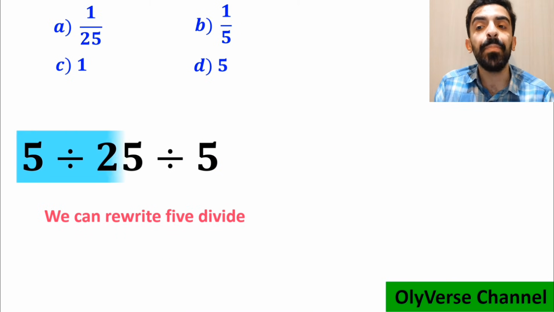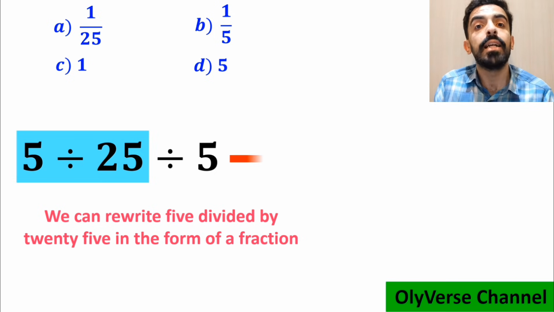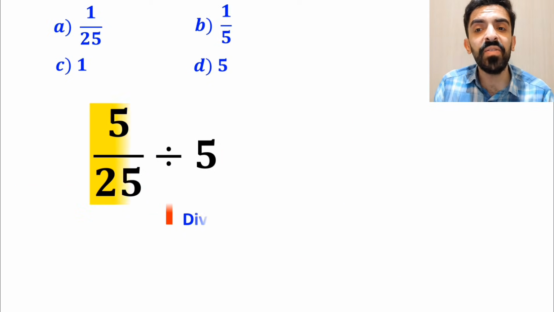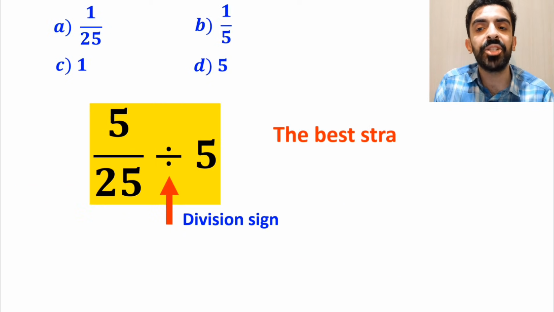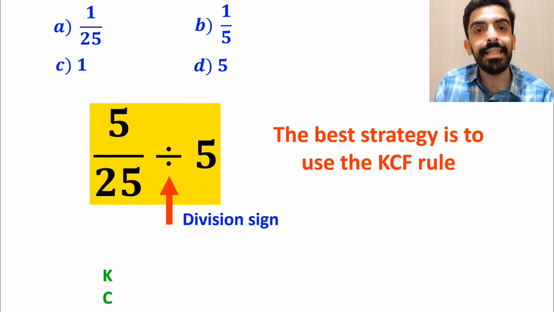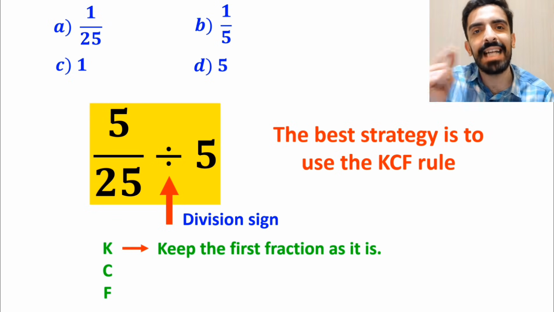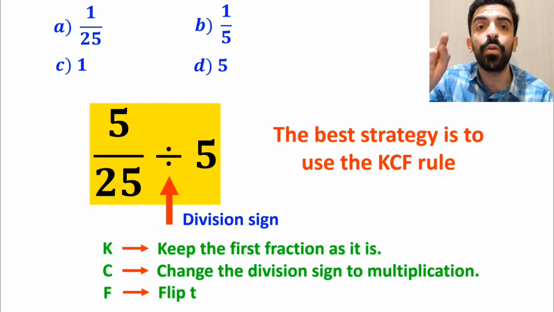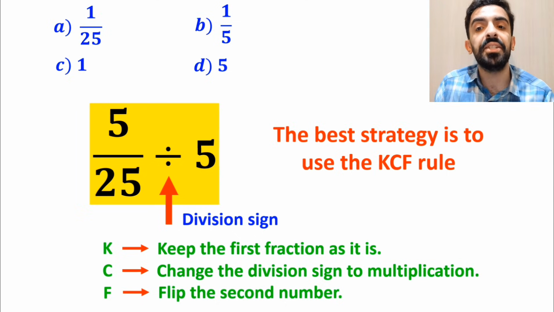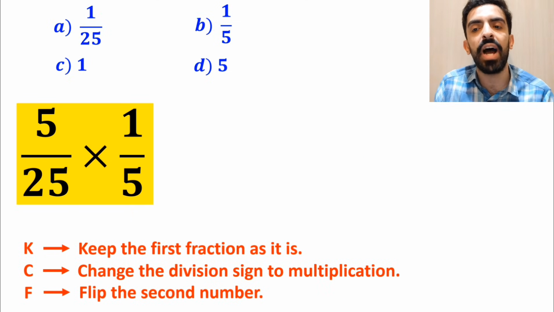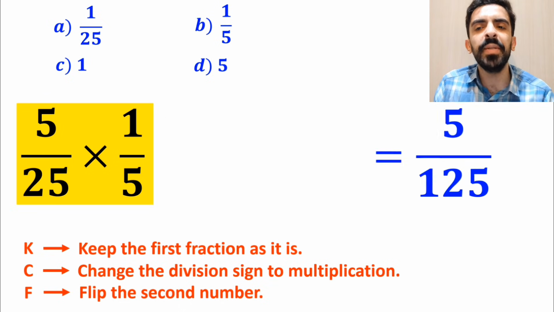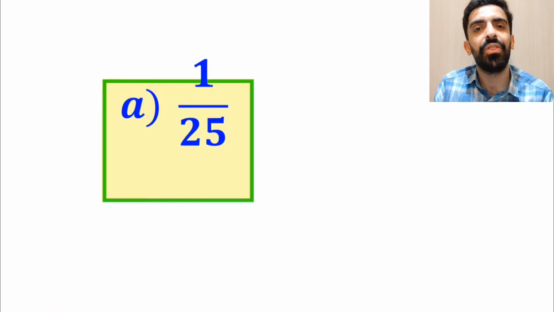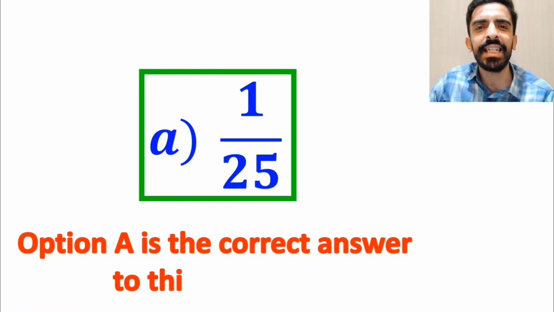Now, we can write 5 divided by 25 in the form of a fraction. So, this expression becomes 5 over 25 divided by 5. Alright, whenever we see a division sign between two terms, the best strategy is to use the KCF rule. In this rule, K stands for keep the first fraction as it is, C stands for change the division sign to multiplication, and F stands for flip the second number. So, instead of the highlighted part, we write it as 5 over 25 multiplied by 1 over 5, which ultimately gives us 5 over 125, and it simplifies to 1 over 25. Therefore, option A is the correct answer to this question.